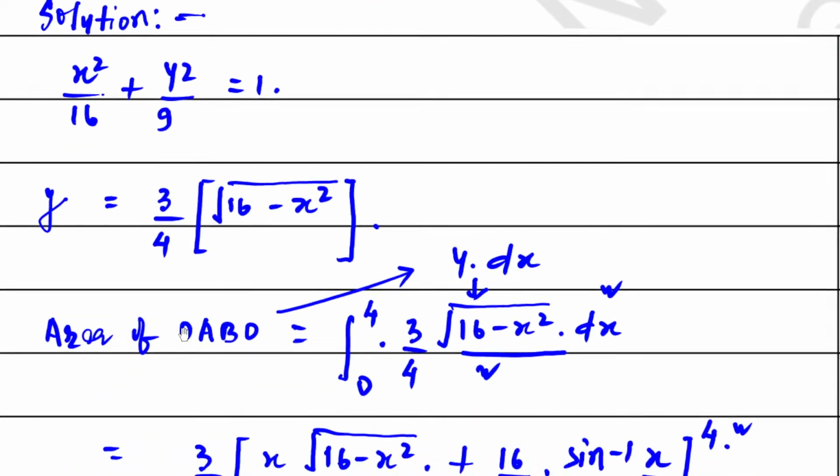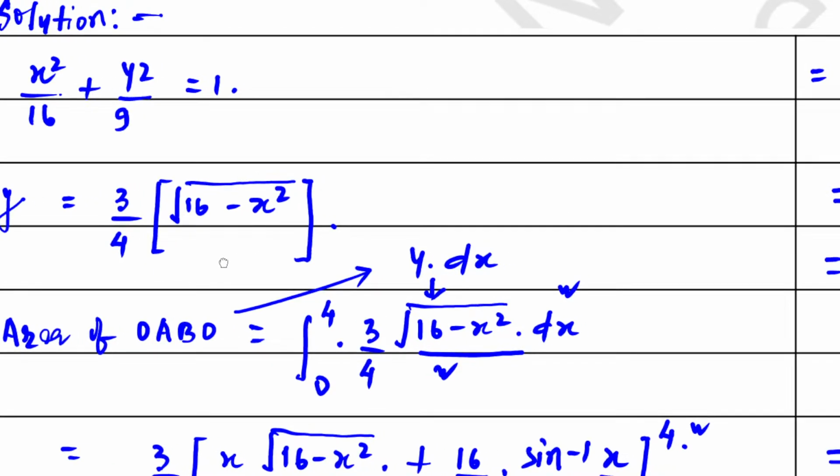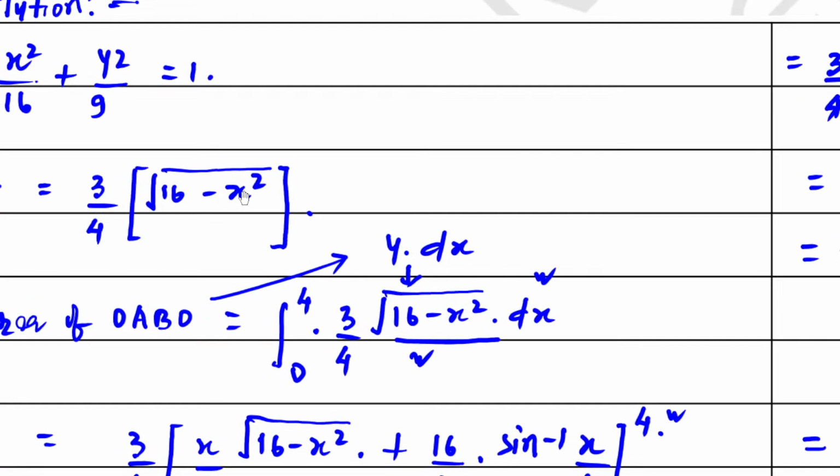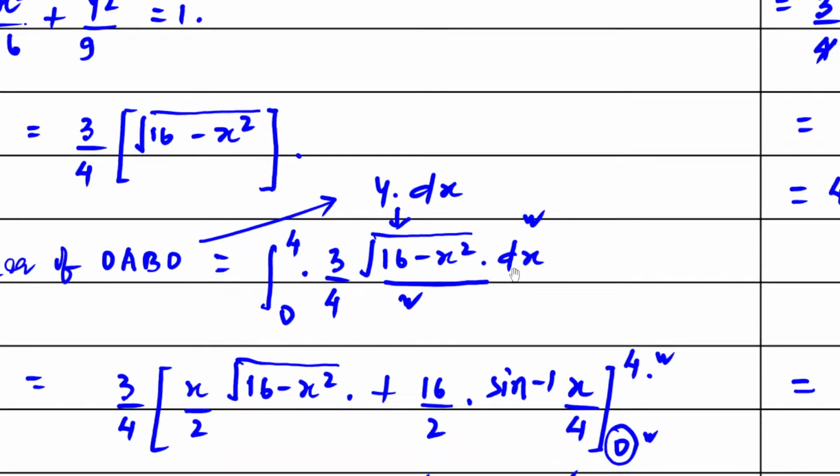Therefore, area of OABO equal to, we write down here 0, this is the lower limit, and this is the higher limit, y into dx. So the value of y is 3 by 4 square root of 16 minus x square into dx. So we put here when x equal to 0 then y equal to what, and when y equal to 0 then x equal to what. So the value of x changes from 0 to 4.